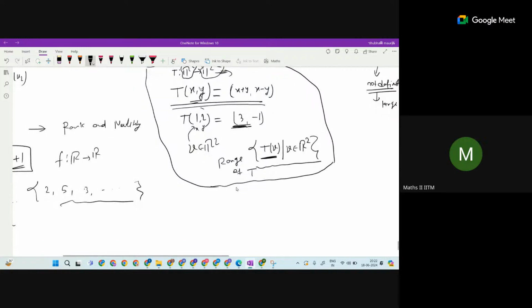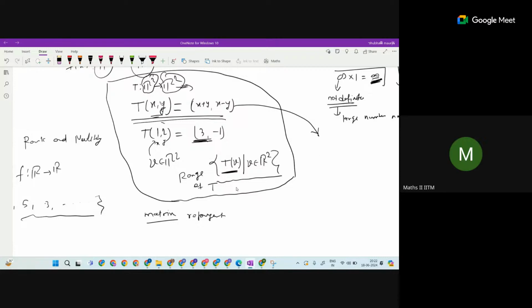To be sure of this, do you remember that in the last, I think in week 2, the matrix representation of a linear transformation? I think it is in week 2. Yes, sir, week 2. Matrix representation. So if you remember this, what is going to be it?